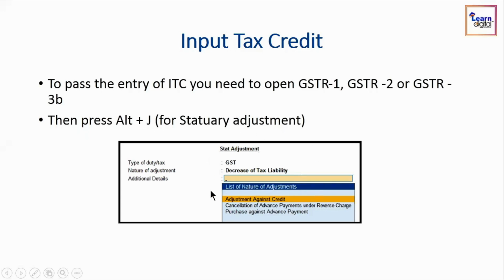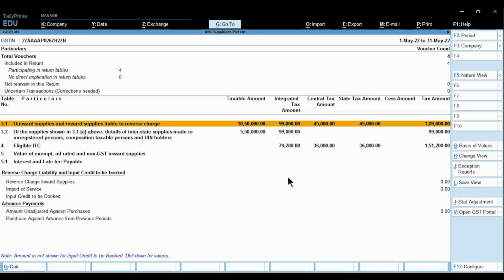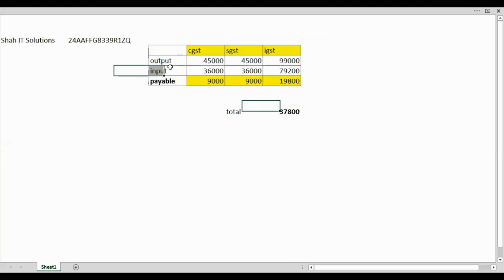Then this screen will open, and this way we have to select the type of duty, GST. We need to decrease the tax liability for adjusting the credit. Now what we are doing here actually is we will pass the entry to adjust this input. We need to deduct this input amount from output amount. How to deduct? See, while purchasing, we used to enter the transaction as purchase account debit, input GST account debit, to that party ledger, right?